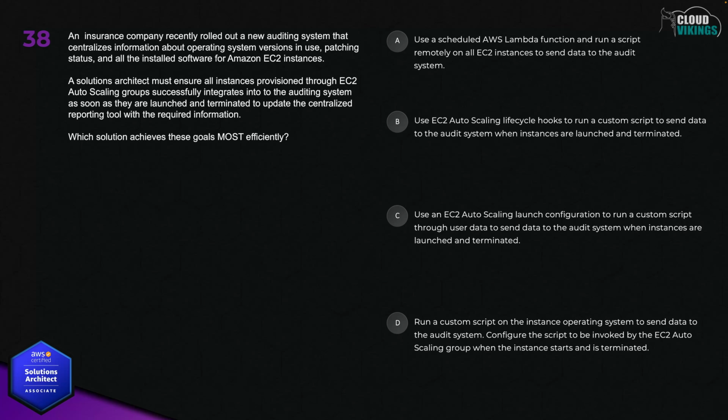C. Use an EC2 autoscaling launch configuration to run a custom script through user data to send data to the audit system when instances are launched and terminated. D. Run a custom script on the instance operating system to send data to the audit system. Configure the script to be invoked by the EC2 autoscaling group when the instance starts and is terminated.